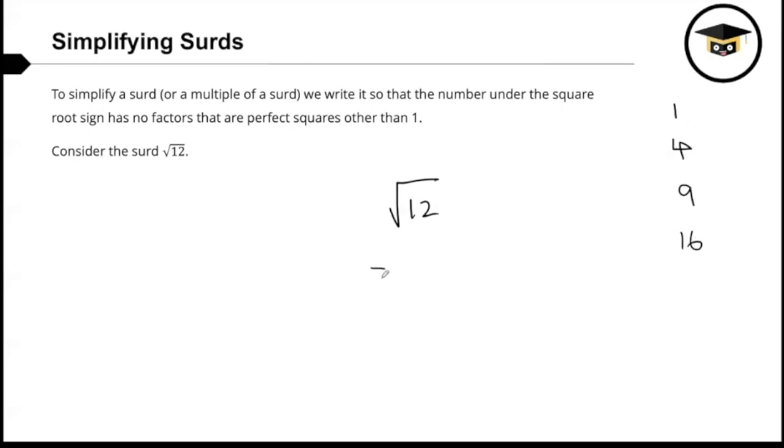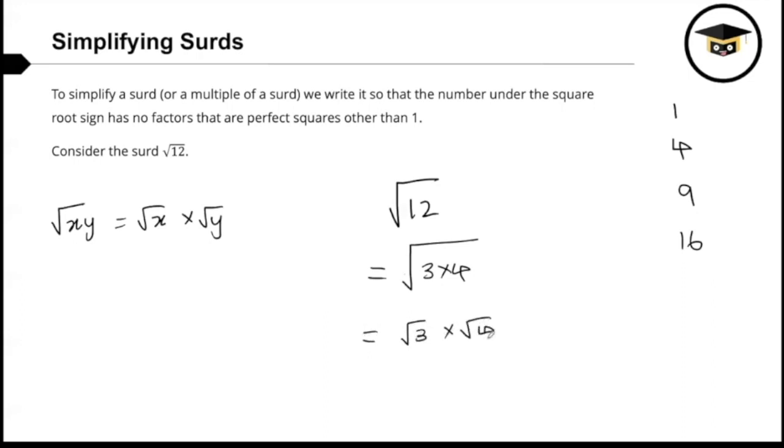So we're going to say, using our previous law, remember, root xy can be written as root x times root y. Well, we can say that root 12 is the same as root 3 times 4. And that can be written as root 3 times root 4. Now, why is that important? Well, we remember that the square root of 4 is just 2. So root 3 times 2, and that is equal to 2 root 3. Okay? So that is how we simplify a surd such as root 12.